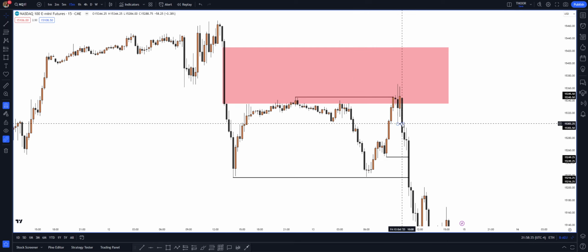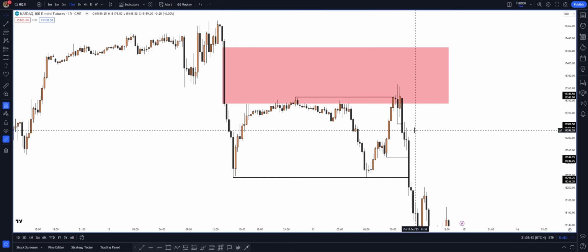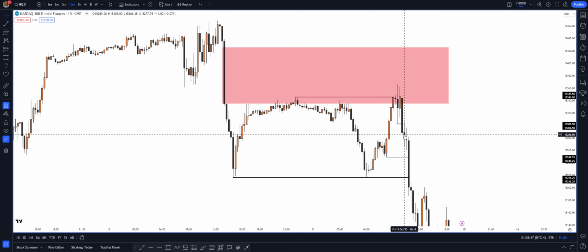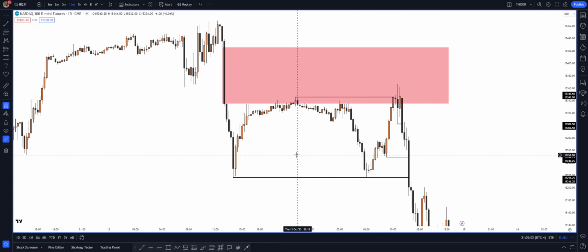But how do I execute? For execution, I use either the 1 minute chart or the 30-second chart. The reason for that is basically because I don't like wide stop losses, right? I love precision, and the 1 minute chart or the 30-second chart will give you the most precise entry with the tightest stop loss, right? And you get the targets from the intermediate time frame.